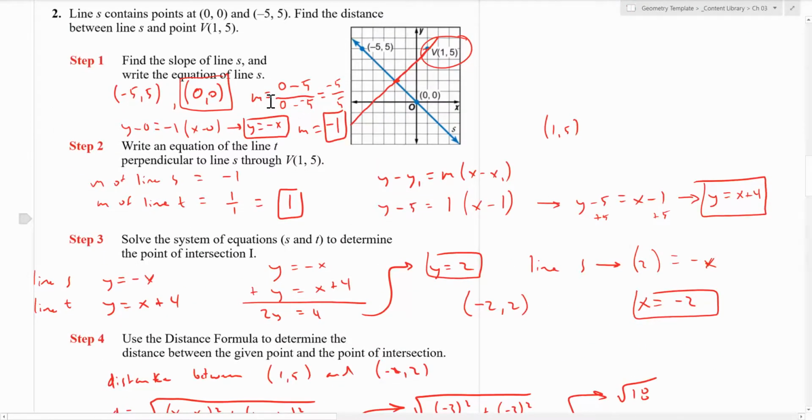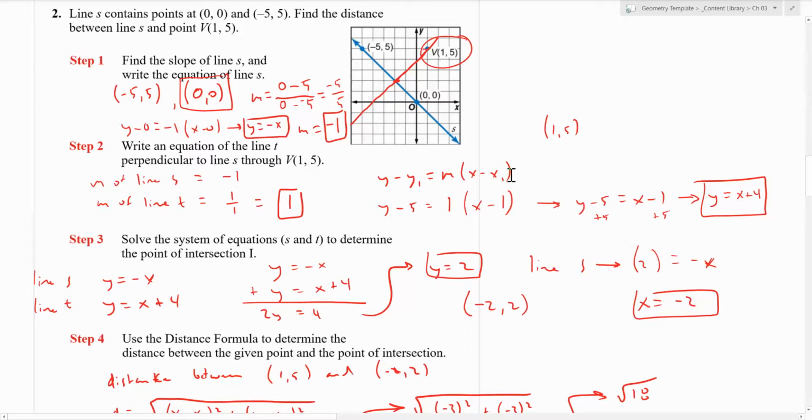First, we found the slope of line S and then wrote the equation for line S. So the slope of line S is negative 1, and the equation for line S is y equals negative x. Then we wrote an equation for line T perpendicular to line S. First, we found the slope of the perpendicular line, which was the negative reciprocal. So the slope of line S is negative 1. The slope of line T is a negative reciprocal, which is positive 1.